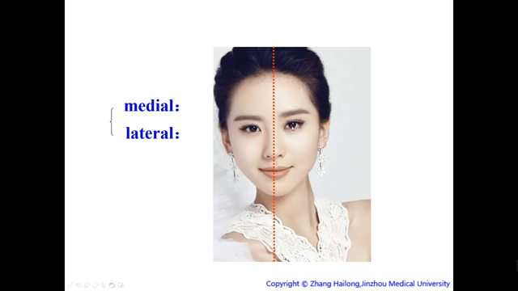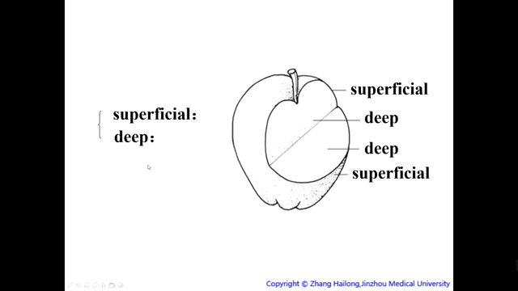For example, the eye and the ear. Which one is on the medial side? Yes, the eye is medial to the ear. It seems the ear is on the lateral side of the eye. Okay. The fourth pair is superficial and deep.